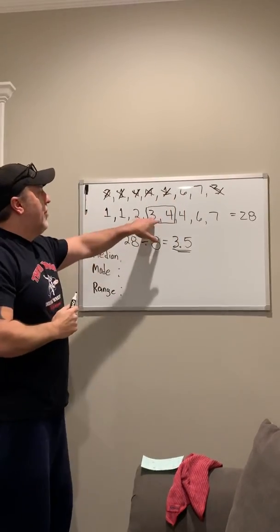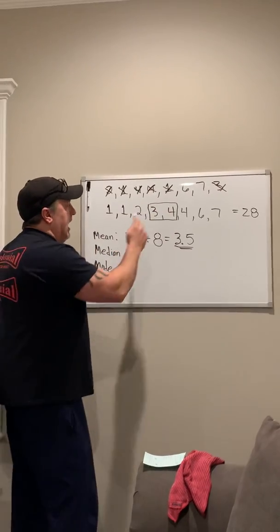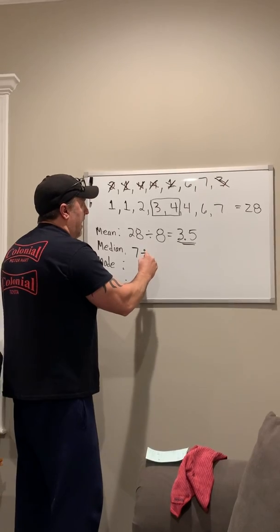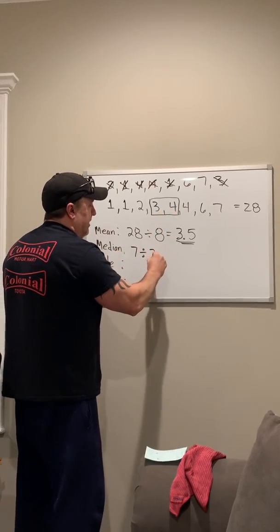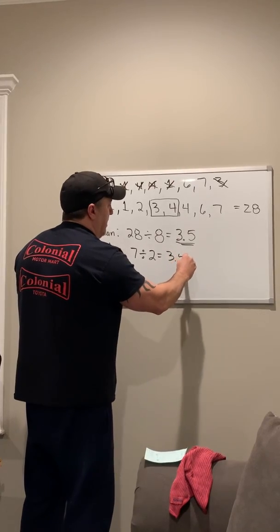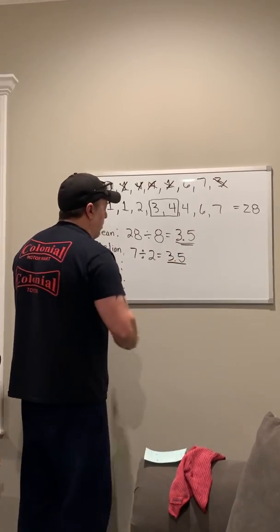I'm going to take the 3 and the 4, and I'm going to add them together. I'm going to get 7, and I'm going to divide it by 2 because that's how many numbers there are. Oddly enough, this works out to be 3.5 as well.